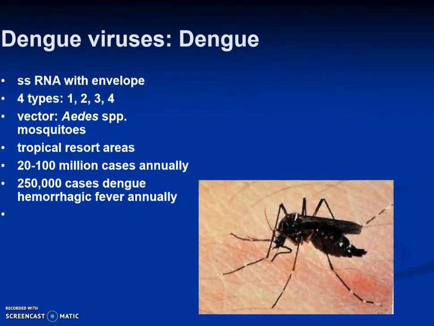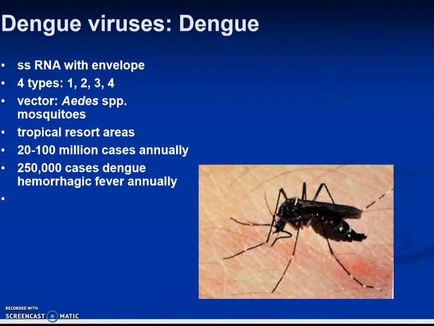Next up, dengue virus, also single-stranded RNA with the envelope. There are 4 types, 1 through 4. The vector is again the Aedes species of mosquitoes, common in tropical resort areas where there are lots of mosquitoes. There are still a lot of cases annually from dengue fever. Most of them are not severe, but some cases end up in hemorrhagic fever, which is not so much fun.